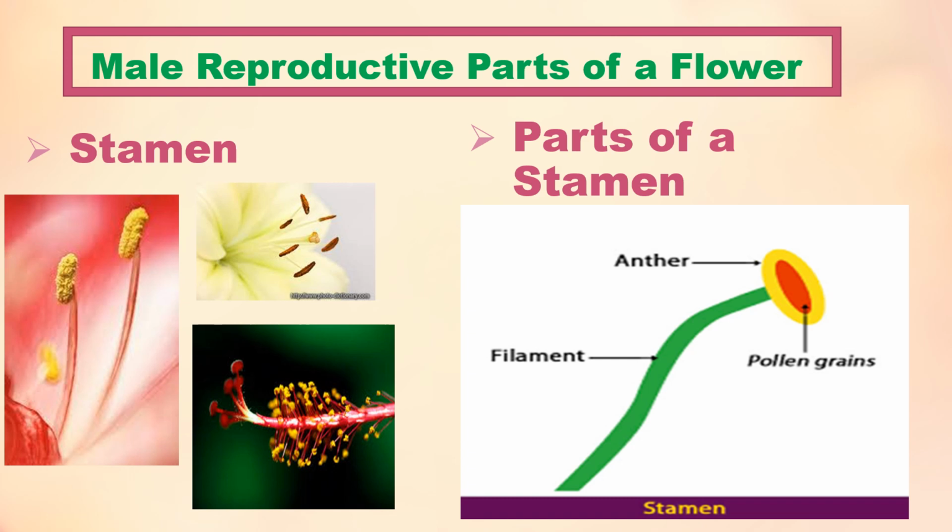Next, what is anther? The anther consists of two lobes that contain pollen sacs. Pollen sacs have pollen grains that are released by the anther when they mature. This is pollen grains and filament. Filament is a tube-like structure.